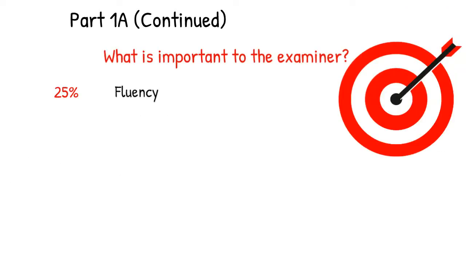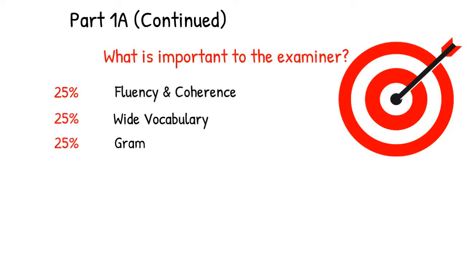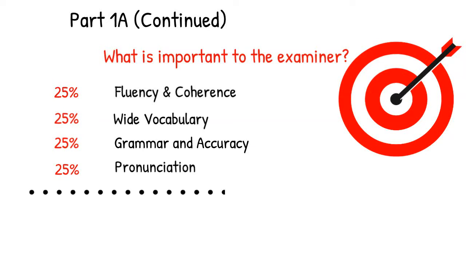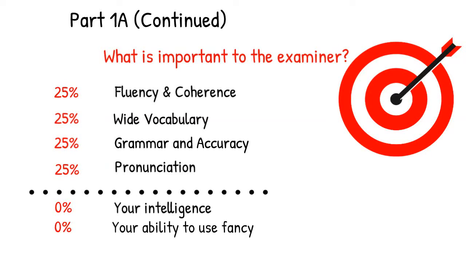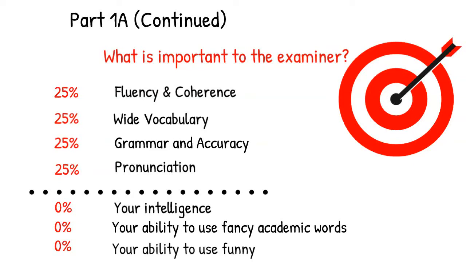And remember, what is important to the examiner here? 25% of your scores on fluency and coherence, 25% on using a wide vocabulary, 25% on grammar and accuracy, and 25% on pronunciation. But it's 0% for things like your intelligence, your ability to use academic words, and also your ability to use funny or odd phrases.